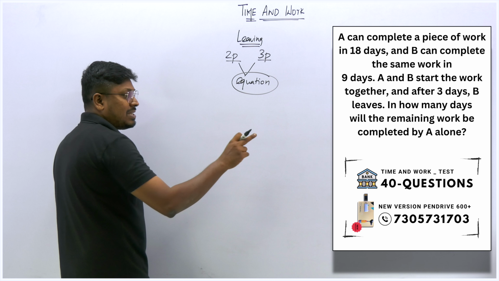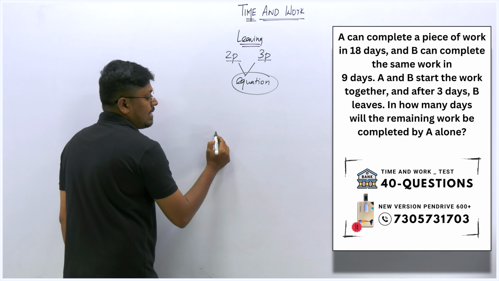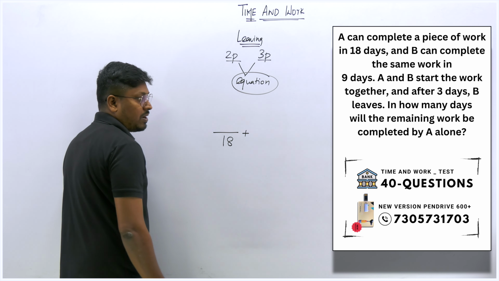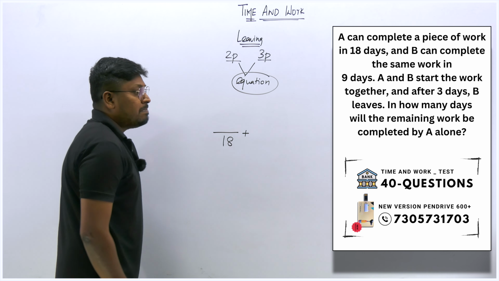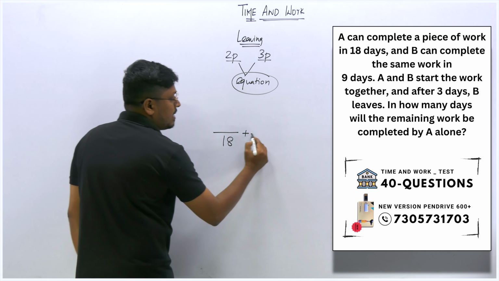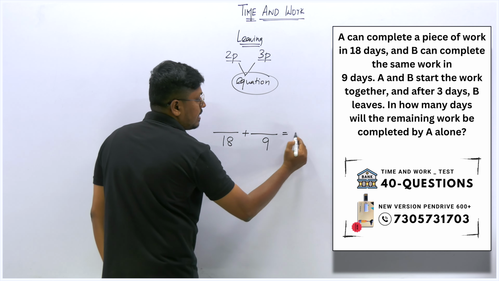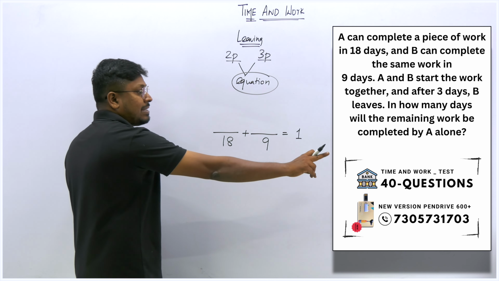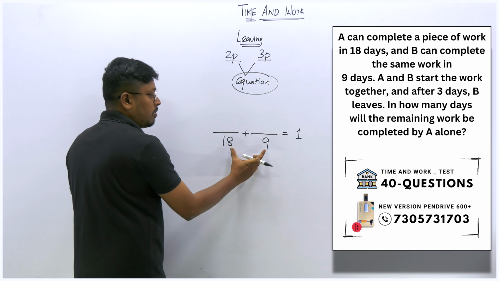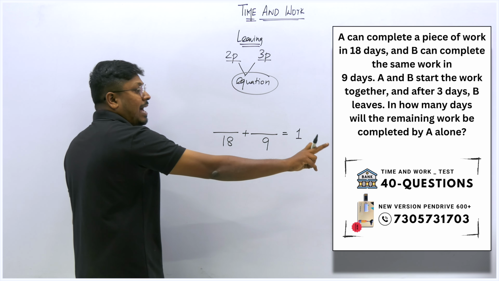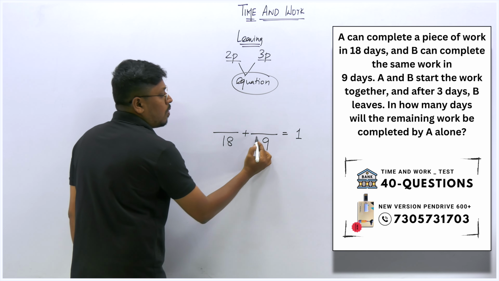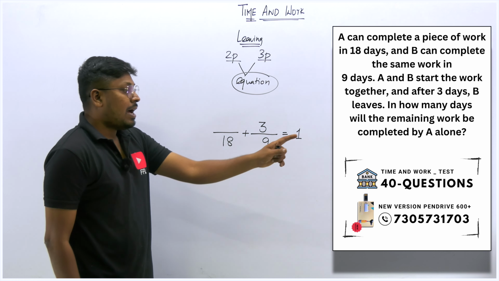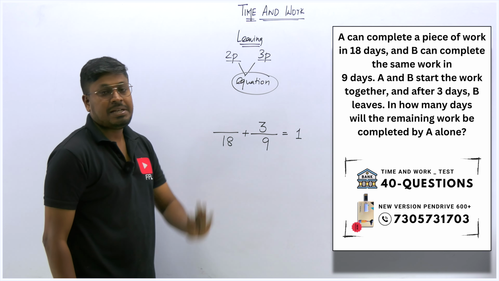So here you can see A alone can complete a piece of work in 18 days. I'm going to frame an equation, right? 18 days, A alone completes a piece of work. B can complete the same work in 9 days. So B alone completes a piece of work in 9 days. So total work both the persons are doing is equal to 1. Now what they are saying is both the persons started together. B leaves after 3 days. That means out of 9 days B had worked only for 3 days, right? So now in how many days will the remaining work be completed by A alone?